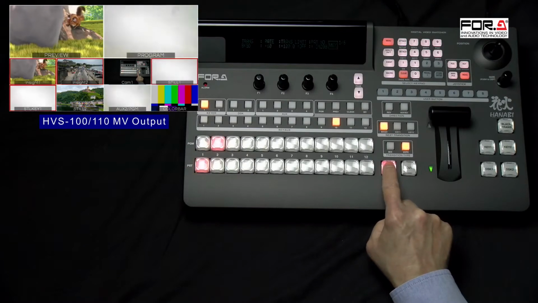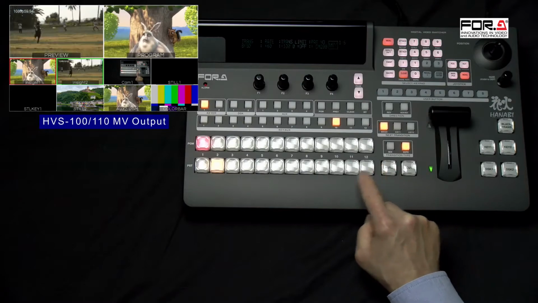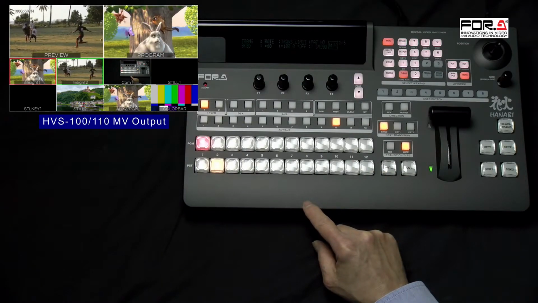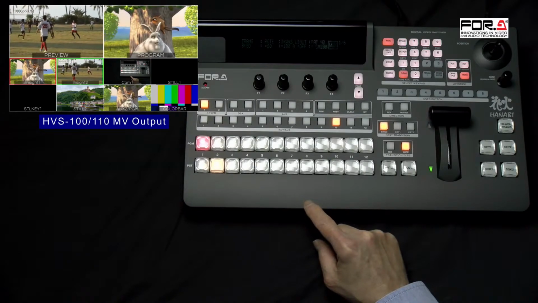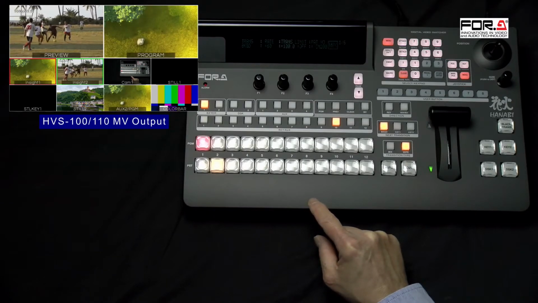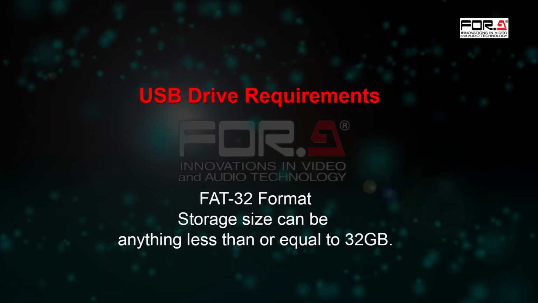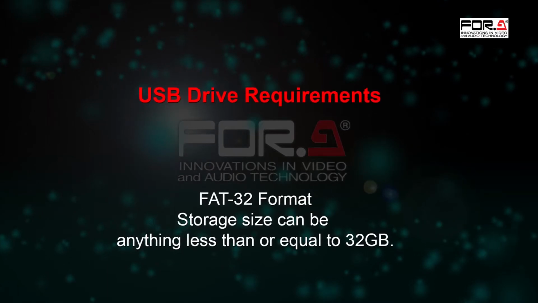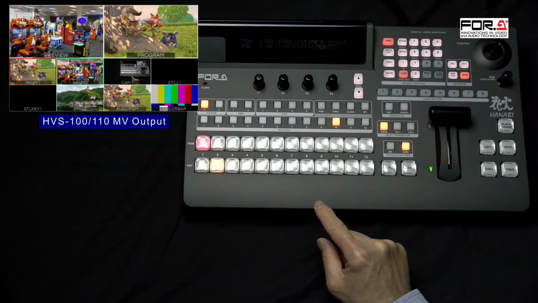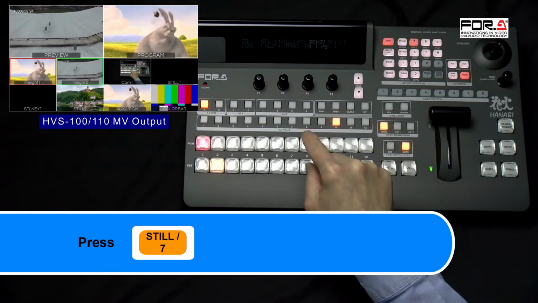In order to have your switcher save and load your CG wipe or stills that you have loaded into your switcher each time you turn it off and on, please insert a USB drive into the front of your HVS's main unit or next to the LCD screen of your HVS-110. This USB drive must be 32 gigabytes or less and formatted as FAT32. Then, on your numeric keypad, please press the Still button, which is also the number 7 button.